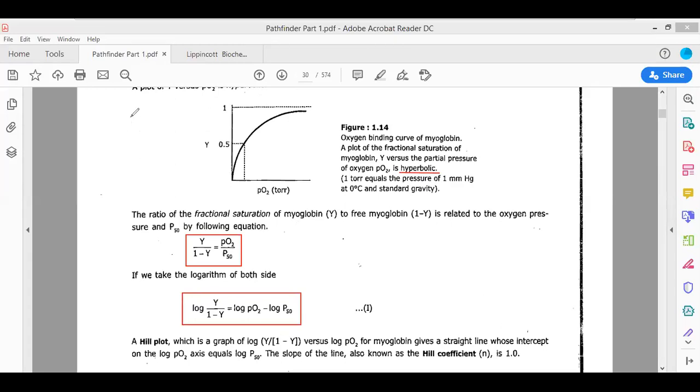Now, what do you mean by cooperativity? Supposing there is one myoglobin molecule, another myoglobin molecule, and another myoglobin molecule. The binding of oxygen with this myoglobin will not have any effect on the binding of oxygen with another myoglobin, and the binding with the second will not have any effect on the binding with the third. Okay, so this is referred to as no cooperativity.